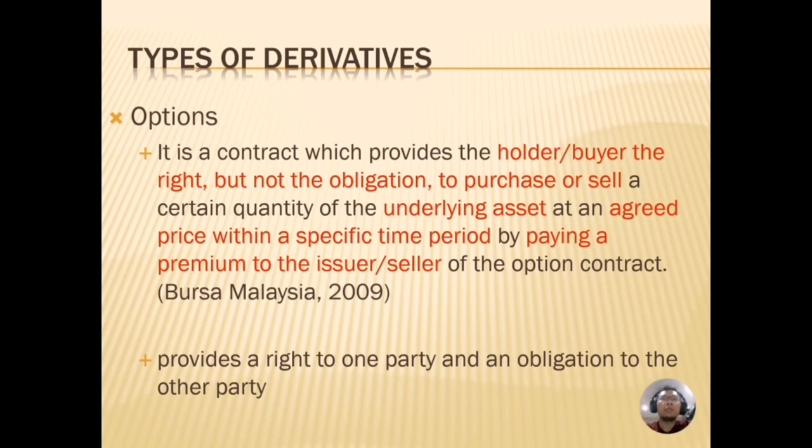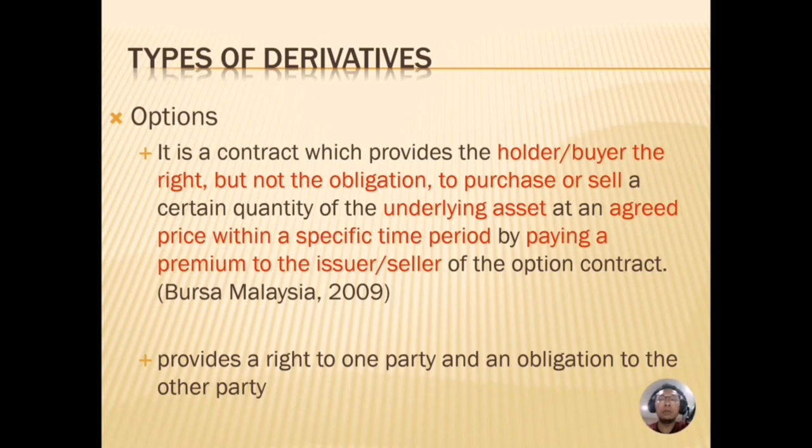The next type of derivative is options. It is a contract which provides the holder or the buyer the right, but not the obligation, to purchase or sell a certain quantity of the underlying assets at an agreed price within a specific time period by paying a premium to the issuer or the seller of the option contract. This is stated by Bursa Malaysia 2009. Option also provides a right to one party and an obligation to the other party.